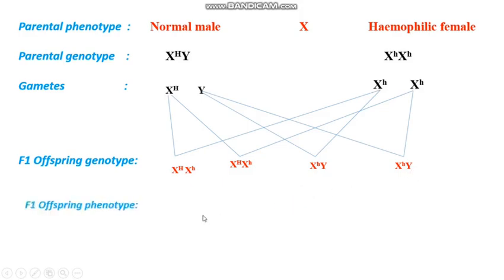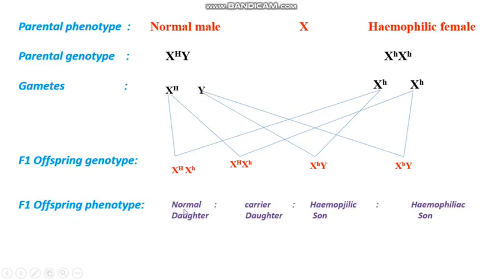So we are going to write now our F1 offspring phenotype. So here we have said normal daughter. Again, we have the normal daughter. We can say carrier daughter. Then here we have hemophilic son. Again, we have hemophilic what? Son. So remember, after presenting this, we are just going to be given 5 marks. So we need to come up with a statement. We need to explain why these two sons are hemophilic, why they were hemophilic.